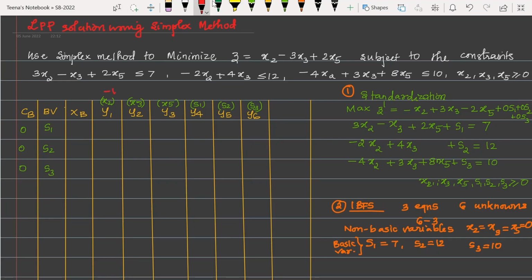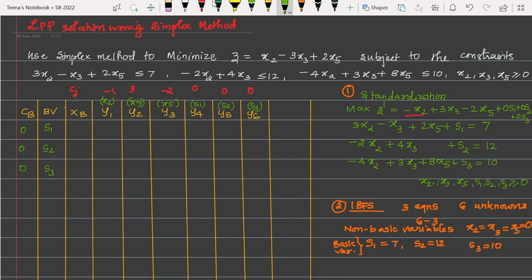You can consider this cost of x2 from the maximization objective function. Then x3 is with cost 3, x5 is with cost minus 2, then s1 is with cost 0, s2 is with cost 0 and s3 with cost 0. So on the top we have written the cost associated with the variables. Let me write it as Cj. These are the costs associated with the basic variables.